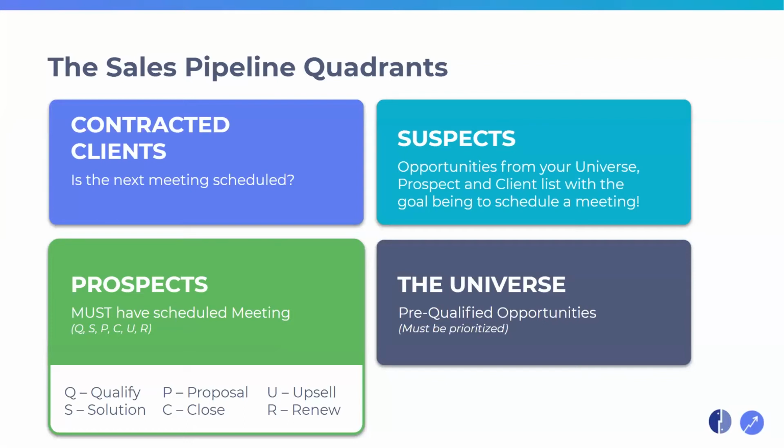Okay. So suspect simply means I don't have a meeting. I'm just trying to get one, whether it's a net new meeting, a follow-up meeting, or a follow-up meeting with a contracted client. A prospect is when we have a scheduled meeting. It's in the books. And that meeting can be with somebody we're not doing business with, or that meeting can be with a current client, but it's a prospect. And we'd want to put a current client there if we have a chance to upsell or renew, right? And a contracted client, when's the next meeting?